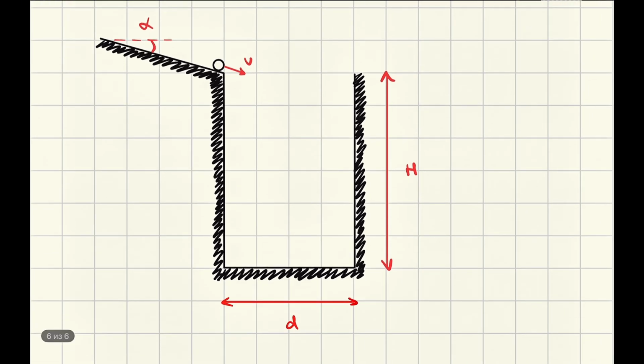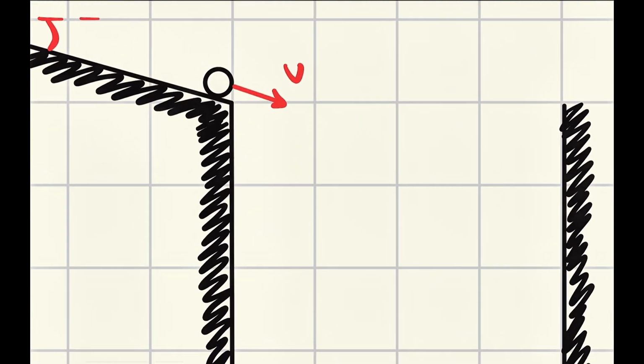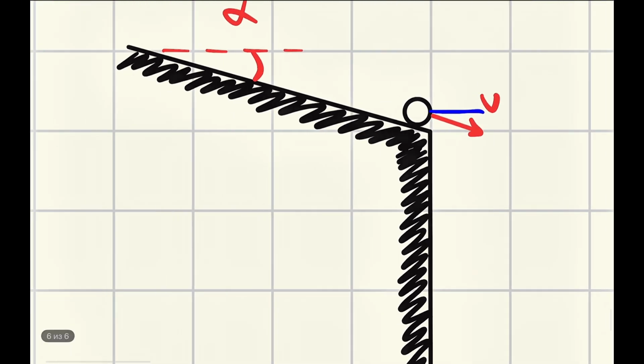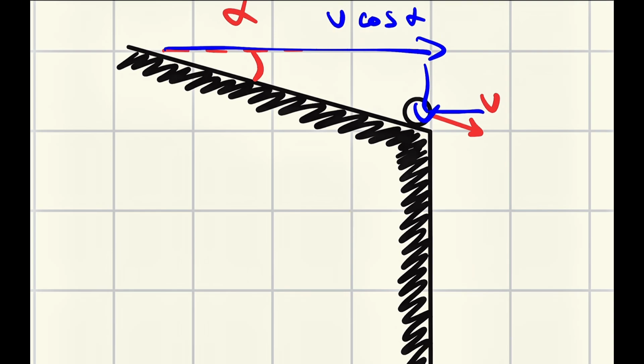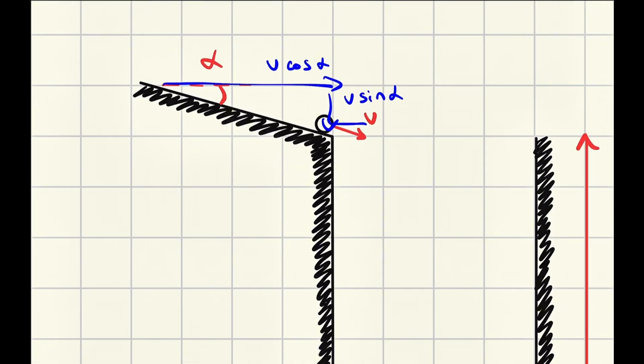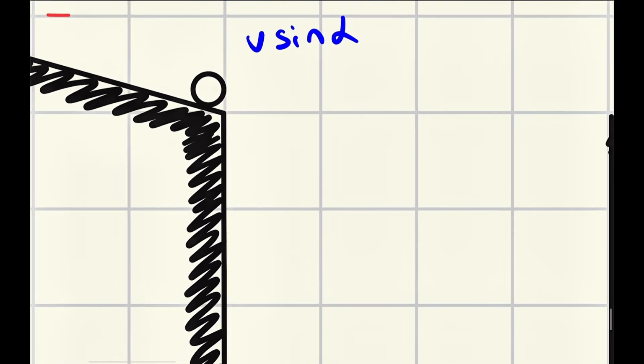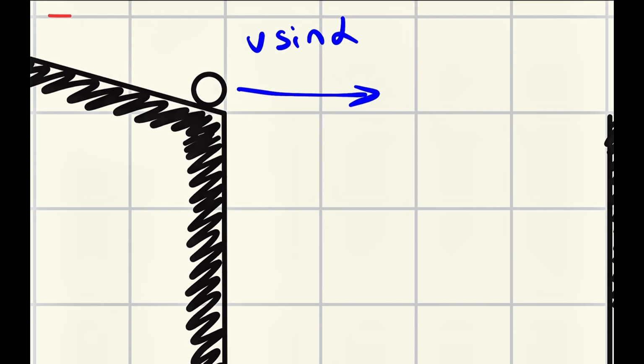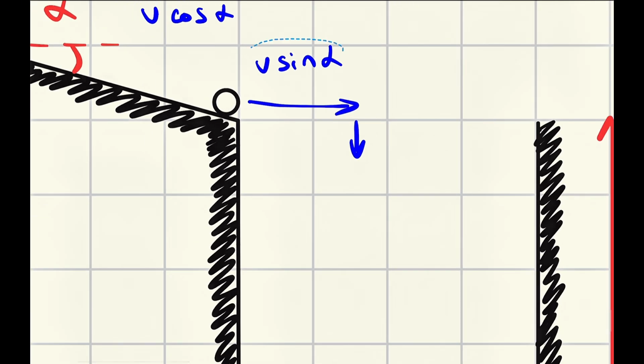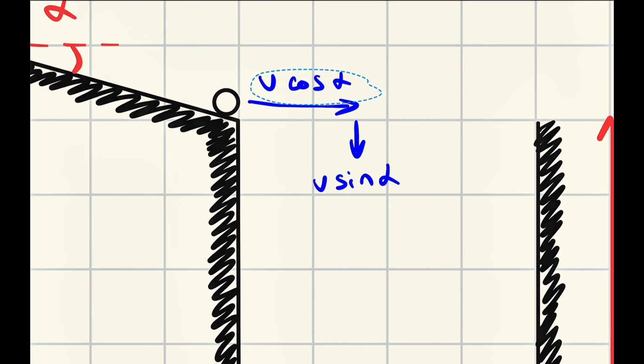Okay. So what we know is that this velocity has vertical and horizontal components, like this and this. If I zoom it out, it would be the same as this angle alpha. And we definitely know that this part is v cosine alpha and this part is v sine alpha, because opposite is sine and adjacent is cosine. So the vertical one would be v sine alpha, and the horizontal one would be v cosine alpha.